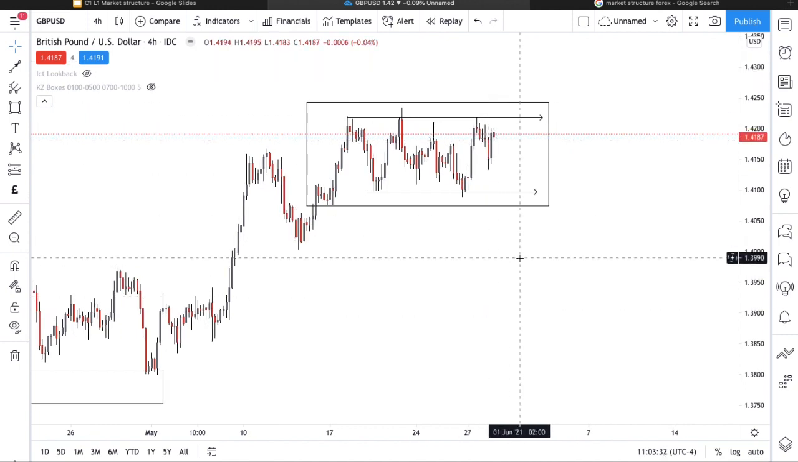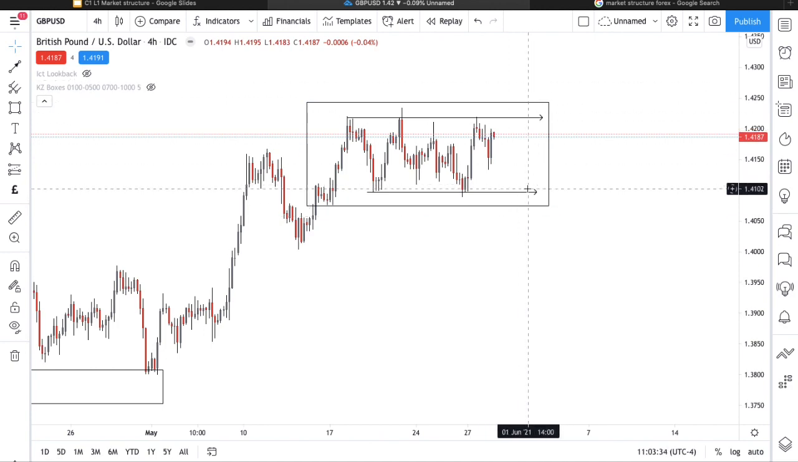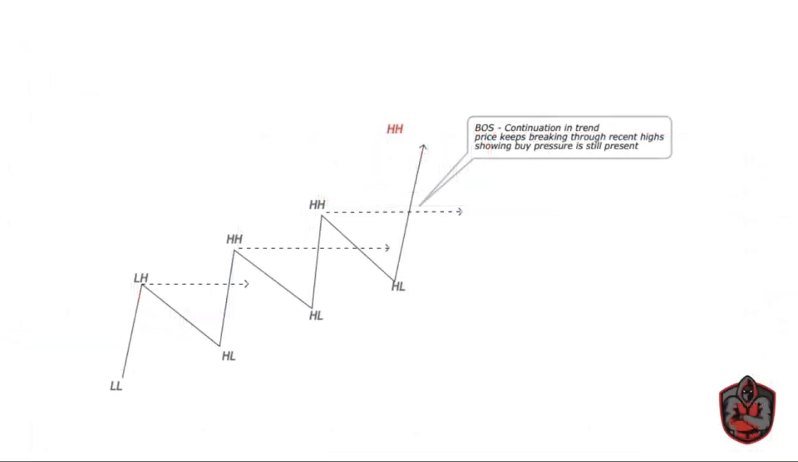Once I get that break of structure, that's when I start to look for buy or sell opportunities. Trend reversals. Now I'll be taking you guys through break of structures with signals towards a continuation in trend. So as you can see right over here, price is clearly printing higher highs and higher lows.